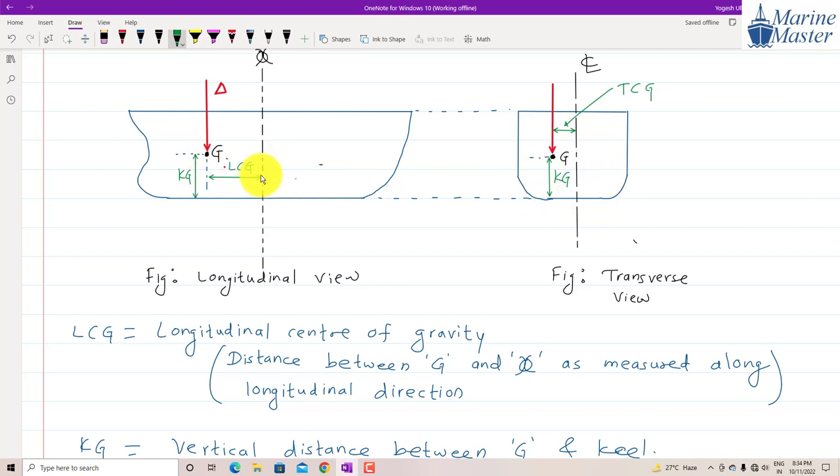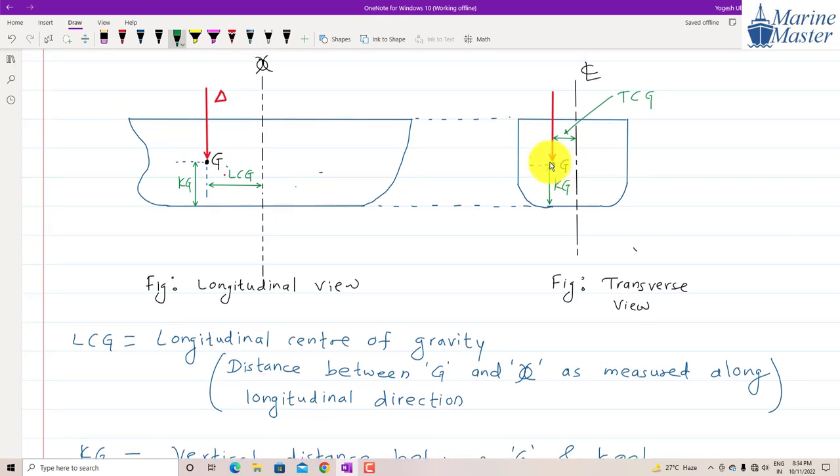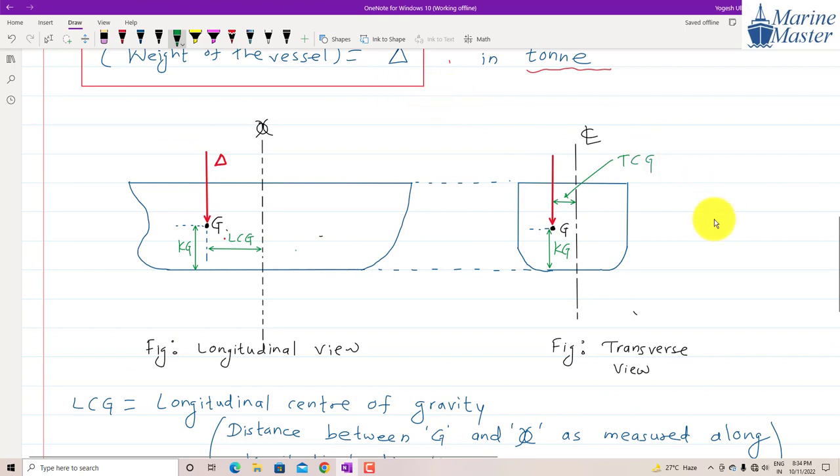In the longitudinal view we can show LCG. LCG we need when we are dealing with longitudinal stability. TCG we need in transverse stability, guys. So we got the meaning, and we have seen how to denote them. Here this vertical line, the weight of the vessel that acts vertically downward, is delta, guys.